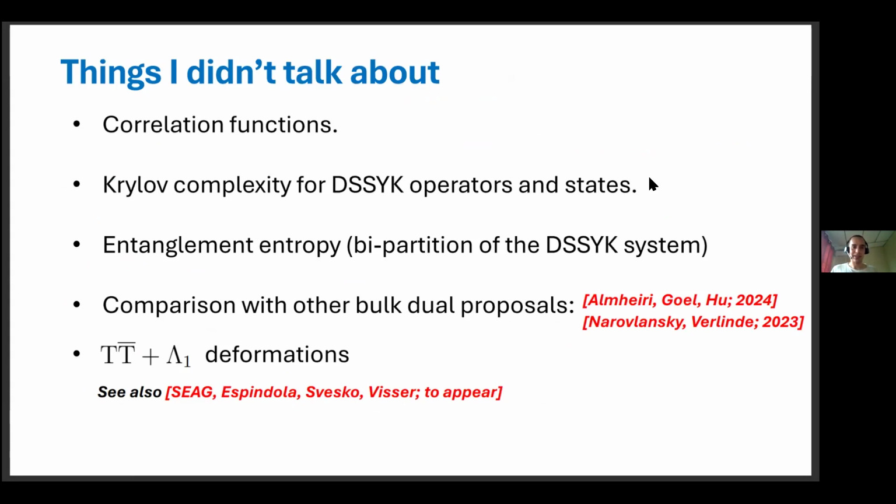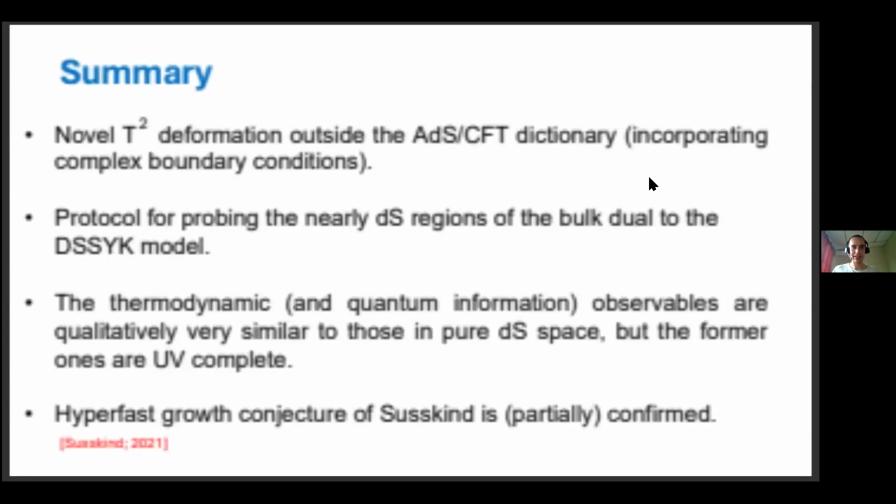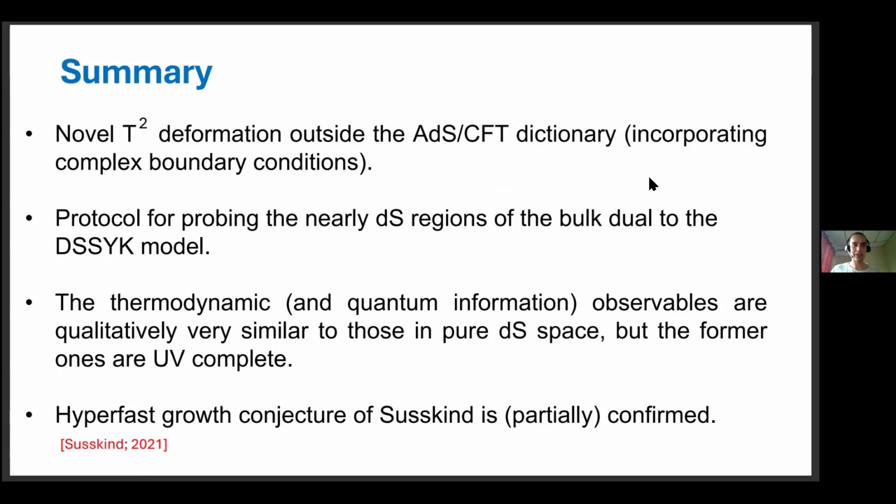These are other topics that I didn't have time to discuss, and I'll just go to the summary. So we introduce a novel type of T-squared deformation. Other approaches always start with some type of AdS/CFT holographic dictionary, and then you push the boundaries. But here we're starting directly with a non-AdS holographic theory. We introduce a novel protocol in order to probe these positive curvature regions in the nearly de Sitter-2 description of the dual to the double SYK model.